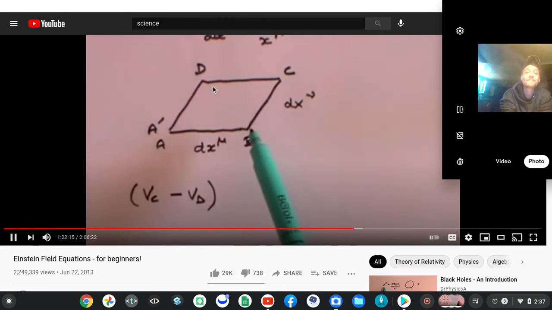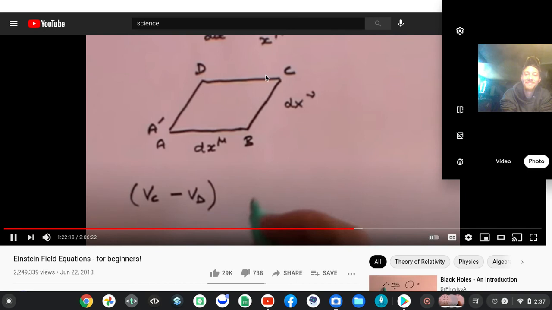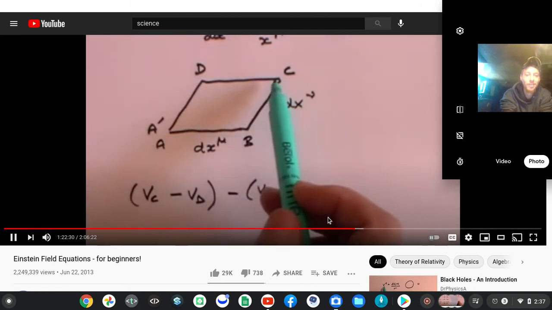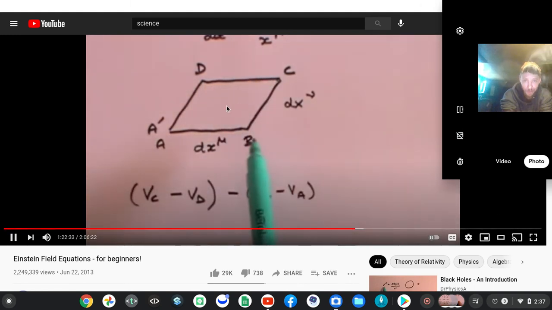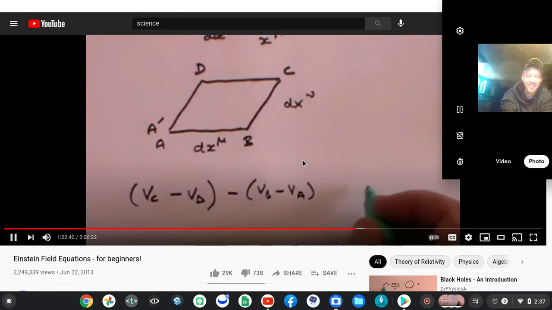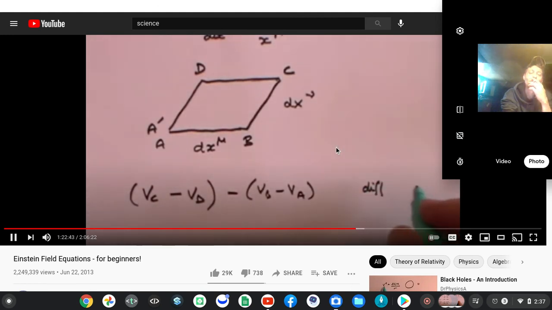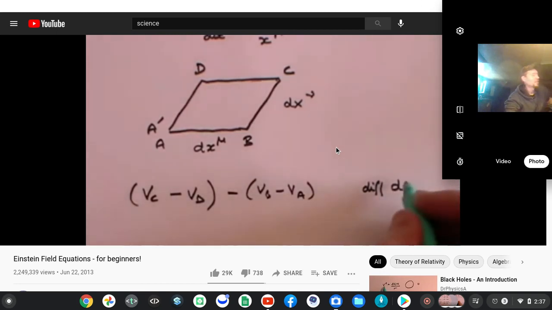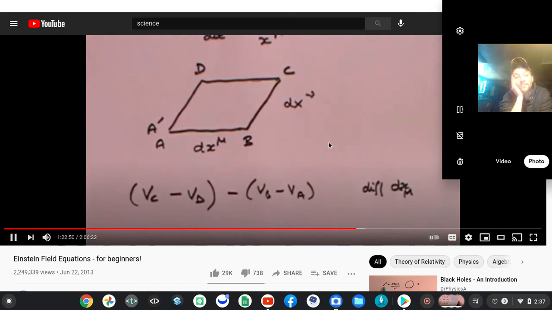And compare that with the vector at point B and the vector at point A. Now, if we are going around a flat surface, then VC minus VD will equal VB minus VA, and that whole term will equal 0. But what this is actually representing is the differences in the dx mu direction, because that's the direction we're moving in.